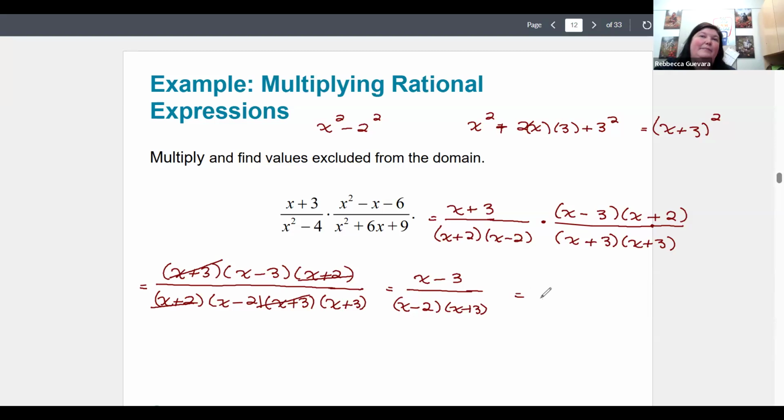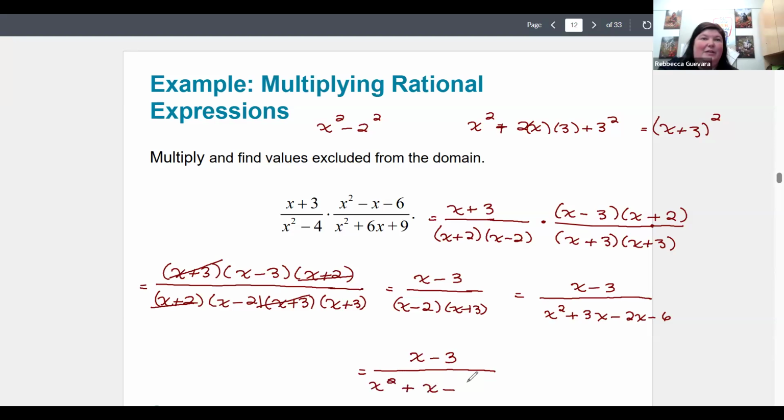Then your very last step is that we just want to multiply this out on the bottom. So this is x times x squared, x times 3, so 3x, negative 2 times x, so negative 2x, and negative 2 times 3, so negative 6. So what we would have after we multiply and simplify is x minus 3, and then x squared plus x minus 6 on the bottom.